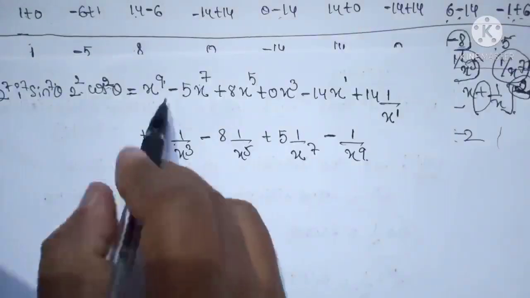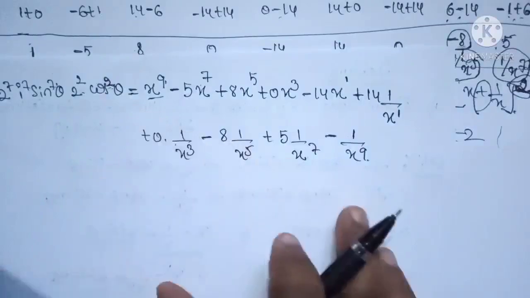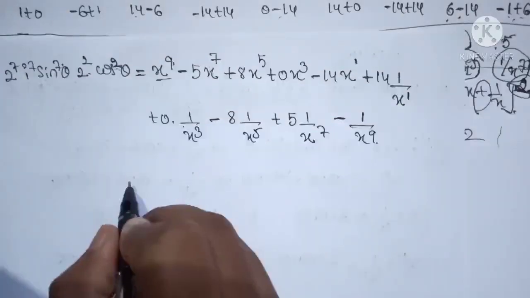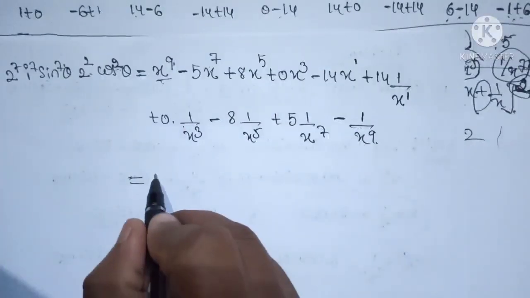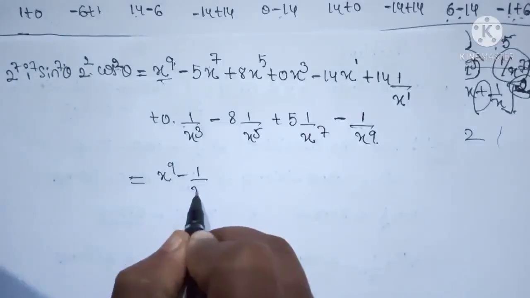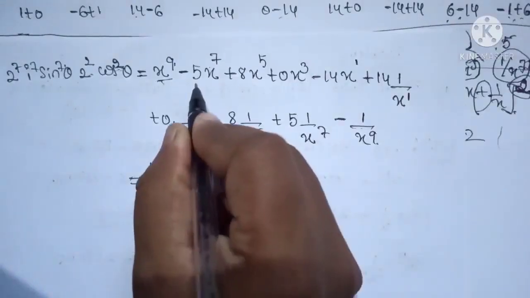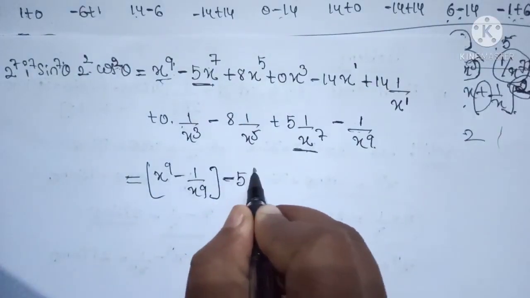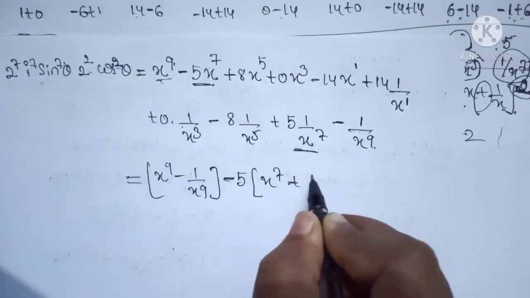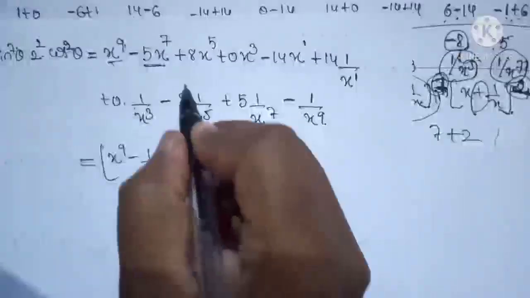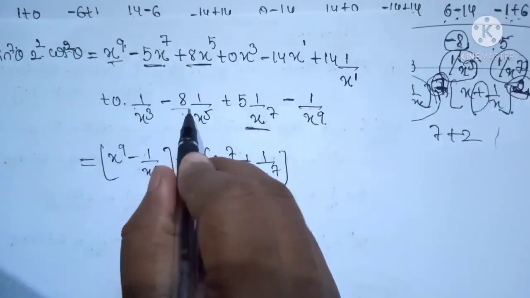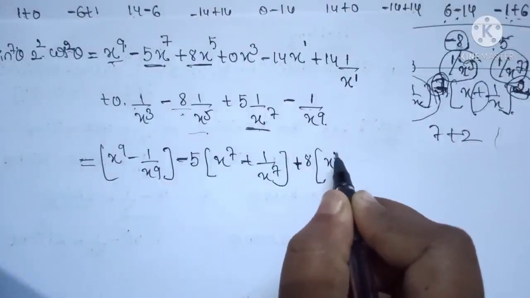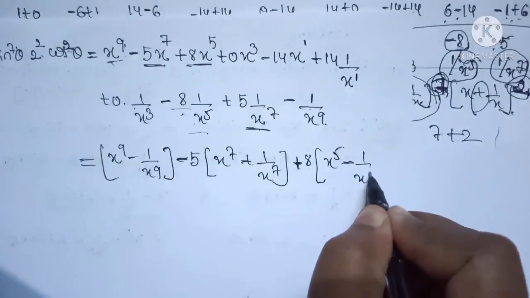Okay, then we group the same x powers, that is, same constants on one side. That means grouping the first term and last term, we get x^9 minus 1 by x^9. And here we have 5x^7, 5x^7. So on taking minus 5 outside, we get x^7 plus 1 by x^7. Next 8x^5, here minus 8 1 by x^5. Therefore we take plus 8 outside, we get x^5 minus 1 by x^5.